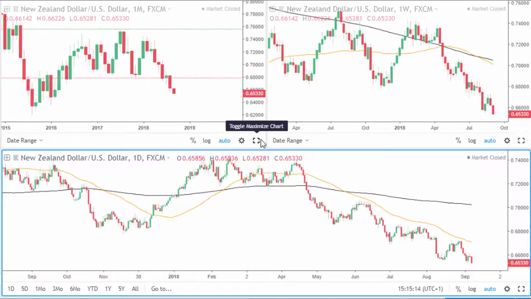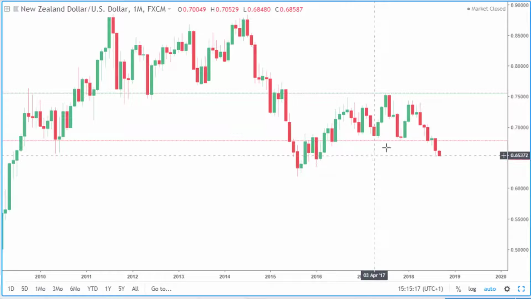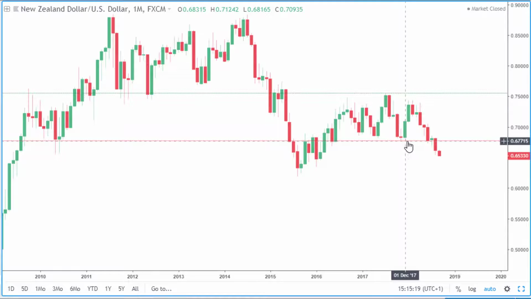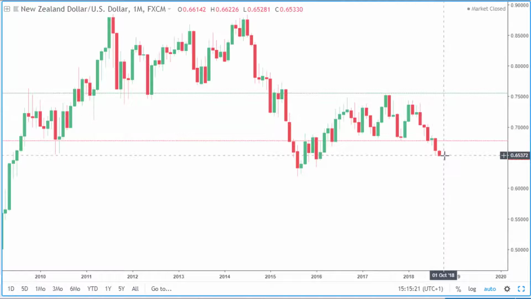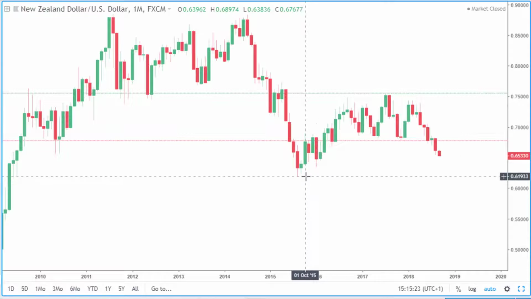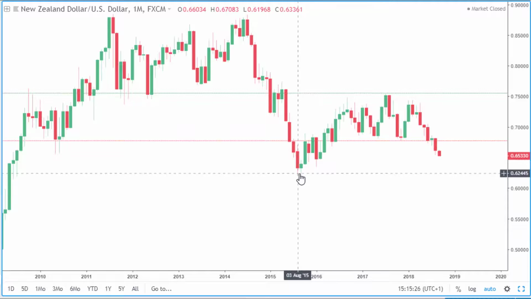Last Forex pair we're looking at is the New Zealand dollar US dollar. Now price here is below last year's low. We're seeing some weakness in this pair. Next area of support is from this low, August 2015 low.